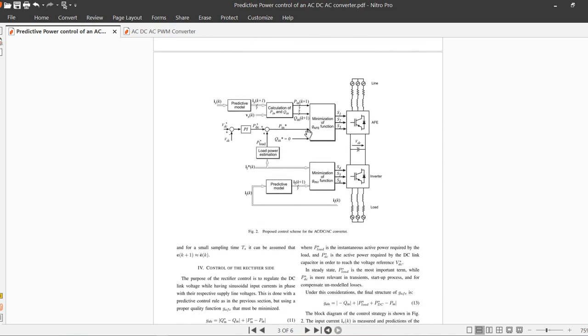Okay, so here is the proposed control scheme for the AC/DC/AC converter. We have the closed loop for the predictive model here. We have the predictive for the current, and then we calculate the P and Q components, and then we have to compare with the voltage. The voltage control is a PI controller, and then we have the minimization of the cost function.